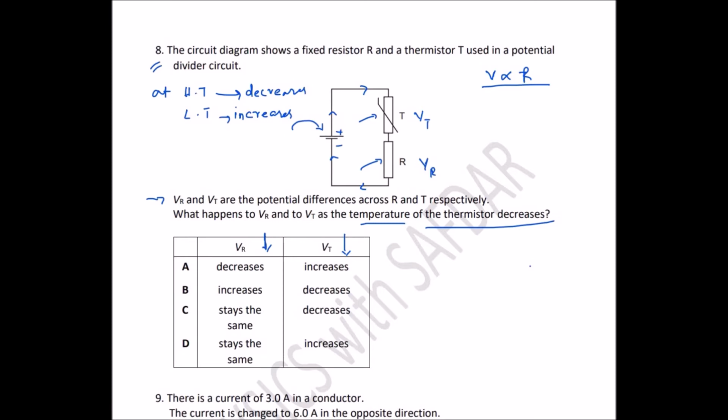So look at this last line one more time. Temperature of thermistor decreases. That means its resistance increases. When the resistance increases, look at this expression, then voltage drop across thermistor increases. That means the voltage drop across fixed resistor decreases. So look at the options we have. Option A, voltage across fixed resistor decreases. That's true. Voltage across thermistor increases. Also true. Both are correct. A is the right answer here.